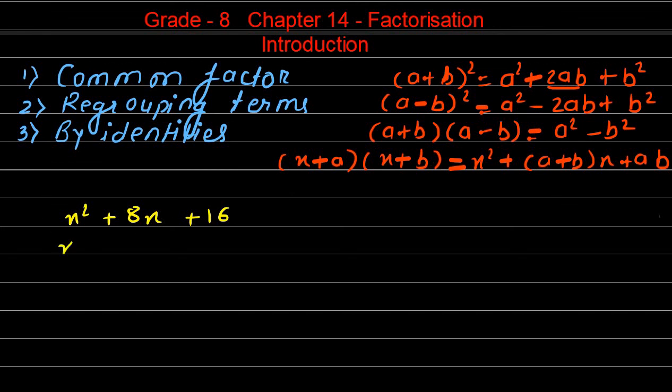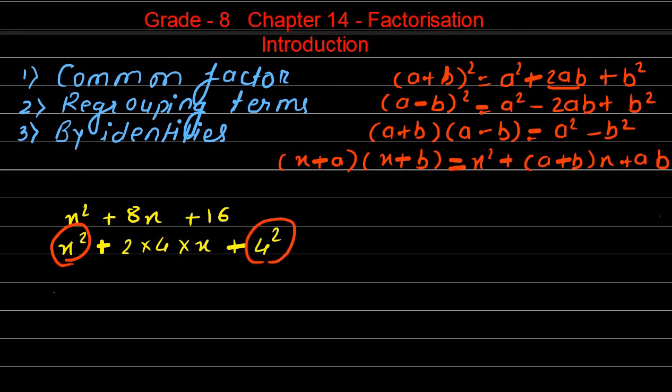So let's convert it first. x square will be as it is, and we are just changing the middle term. To fit it into our identity, I can write 8x as 2 times 4 times x. And 16, I can write as 4 square. So now can you see, I have converted it into our identity pattern: x square plus 2 into 4 into x plus 4 square. So now it's in our format. Now we have got our a and we have got our b.